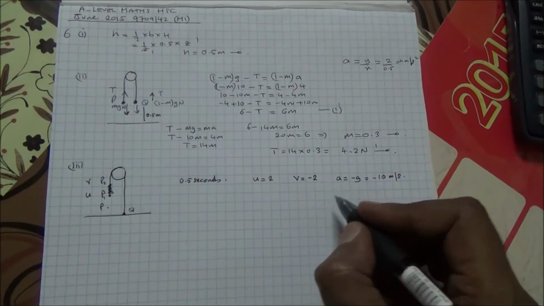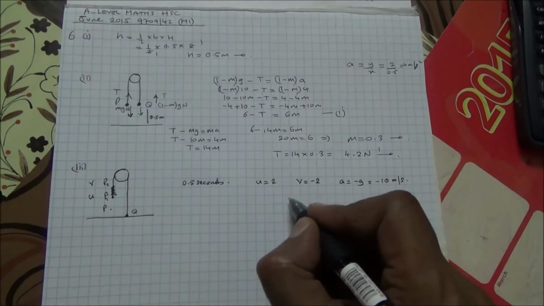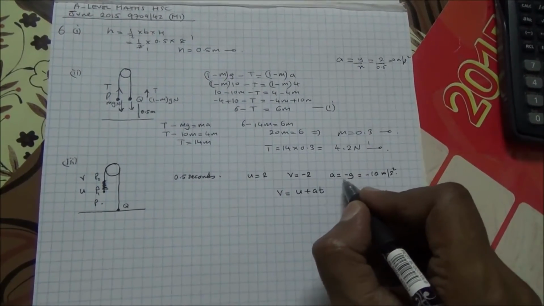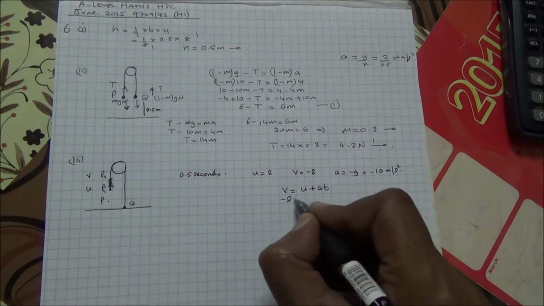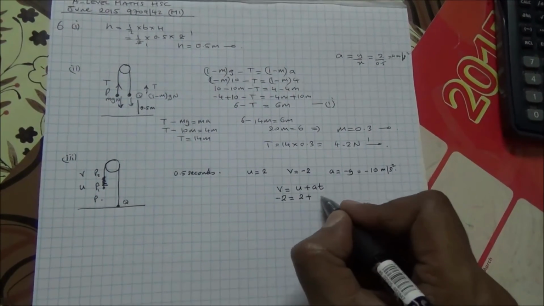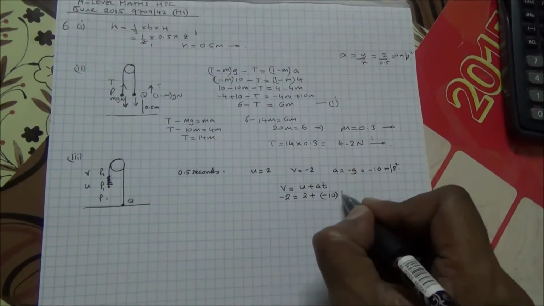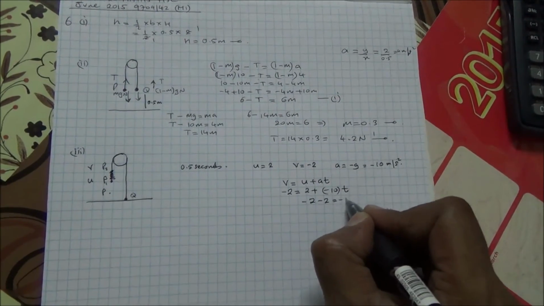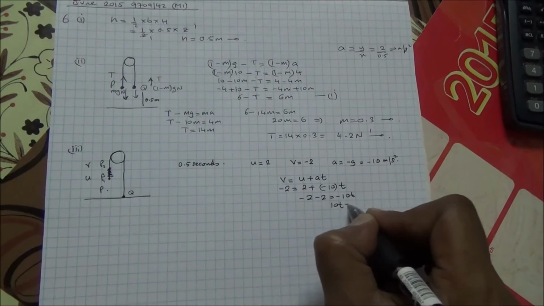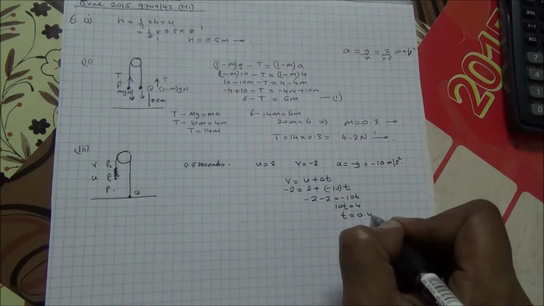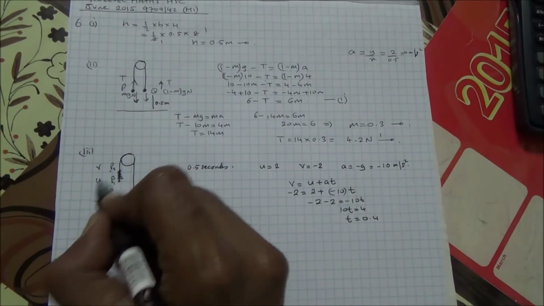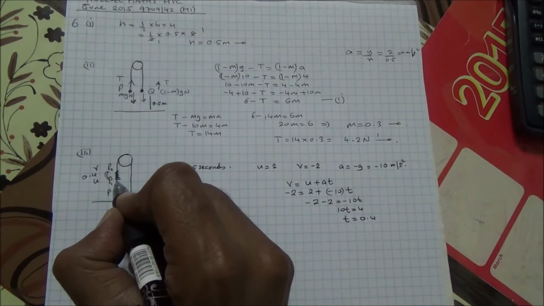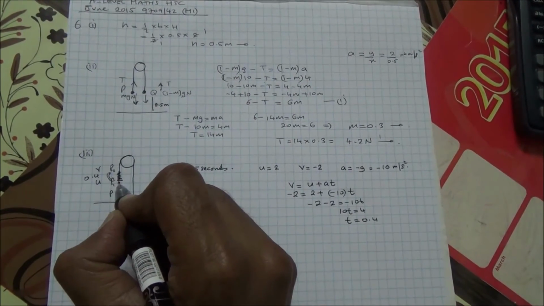Now we can use the formula v is equal to u plus at for acceleration due to the force of gravity. So minus 2 is going to be equal to 2 plus acceleration, minus 10, times t. So this can come on this side, it becomes minus 4 is equal to minus 10t. So 10t is equal to 4. T is going to be equal to 0.4. So here it takes 0.4 seconds for the object to travel from here all the way up and all the way down.